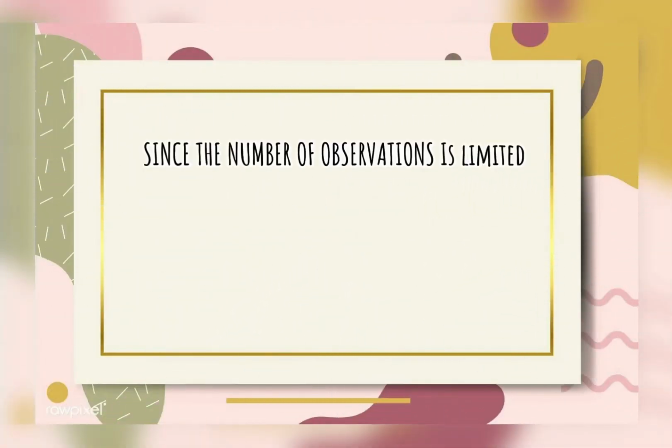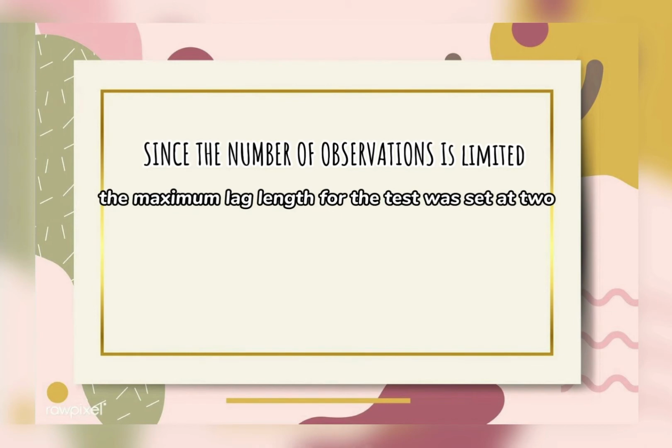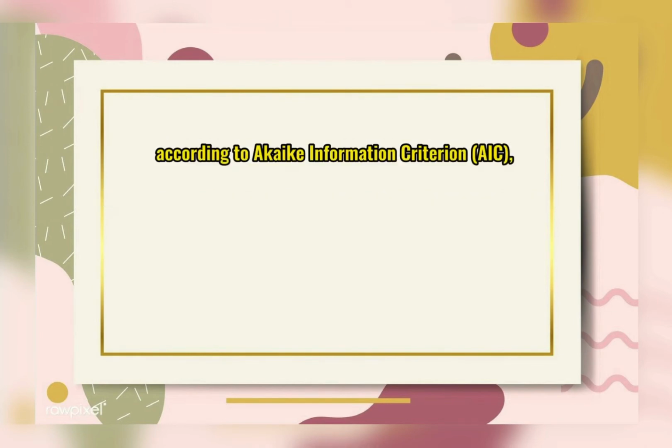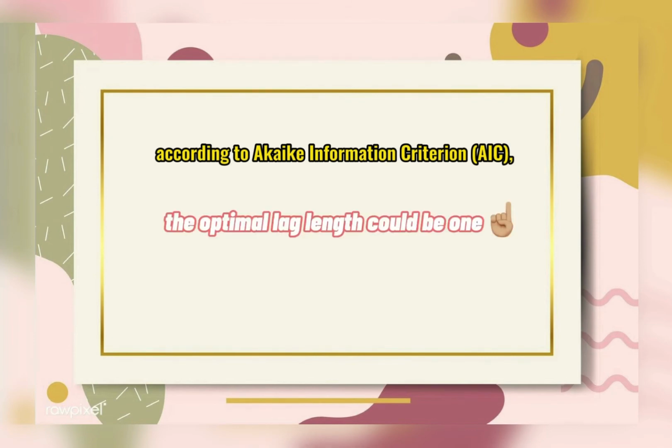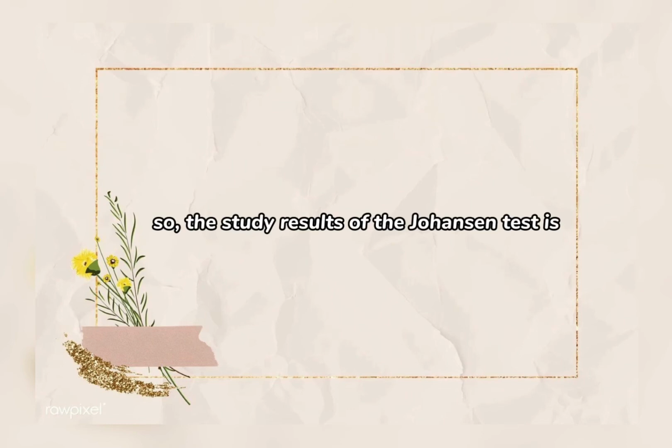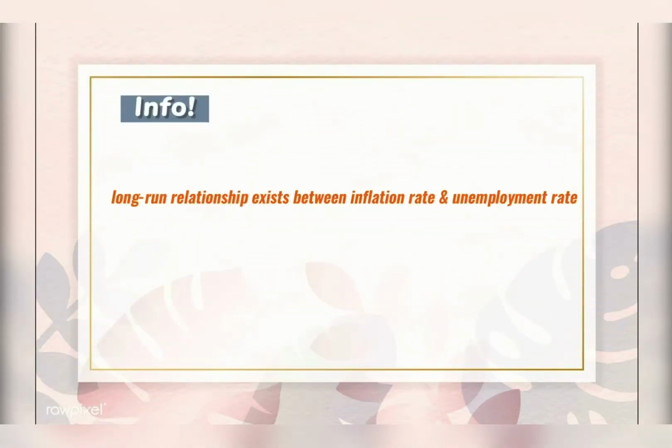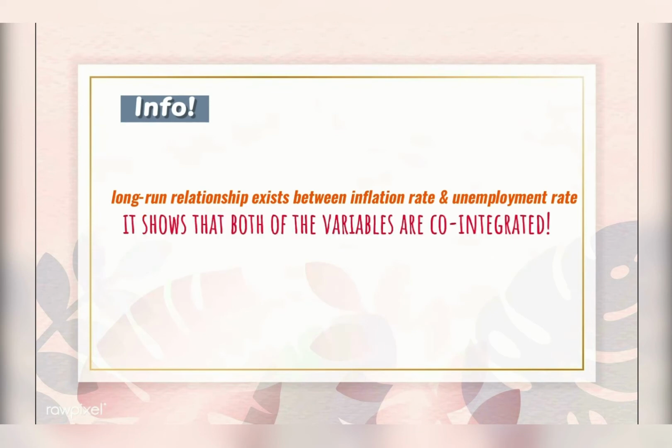Since the number of observations is limited, the maximum lag length for the test was set at 2. According to the Akaike Information Criterion (AIC), the optimal lag length could be 1. So, the study results of the Johansen test are according to the lag length of 1. A long-run relationship exists between the inflation rate and the unemployment rate. It shows that both of the variables are co-integrated.